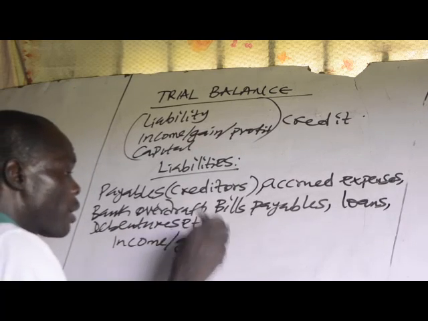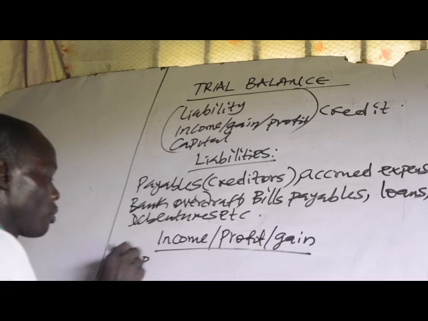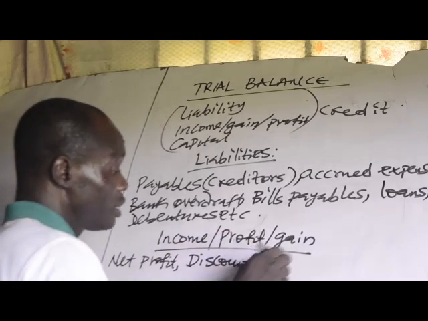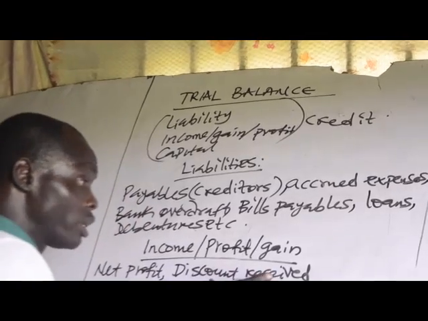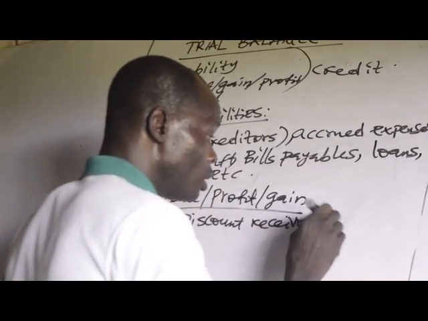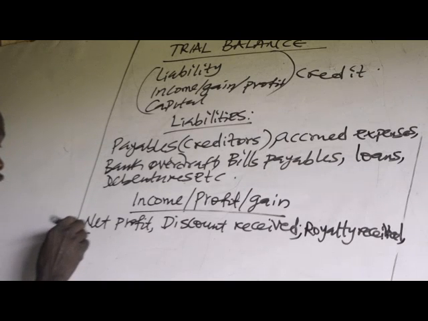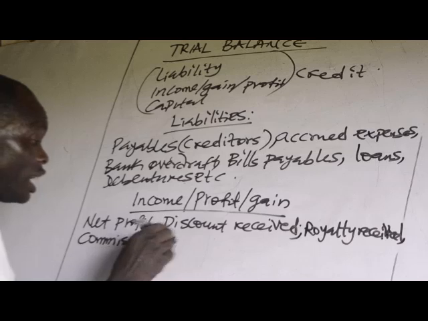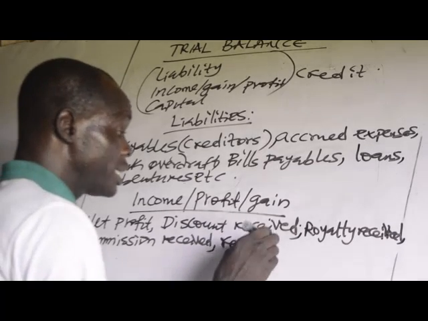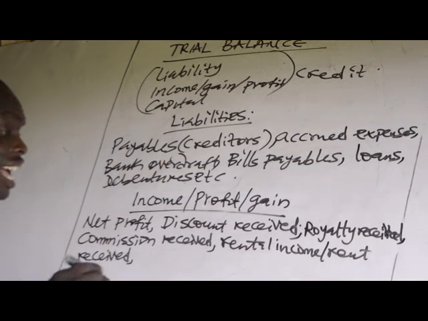or gain or profit, I said these items should also be credited. Income includes the net profit or gross profit. Discount received is an income, while discount allowed is an expense. This discount you received from the suppliers is an income. Royalty received is an income, while royalty paid is an expense. Then commission received is an income, while commission paid is an expense. Then rental income. Rental income or rent received is an income, while rent paid is an expense.